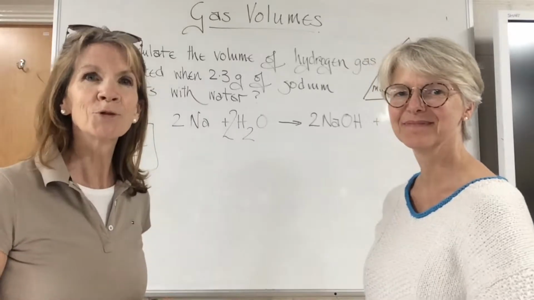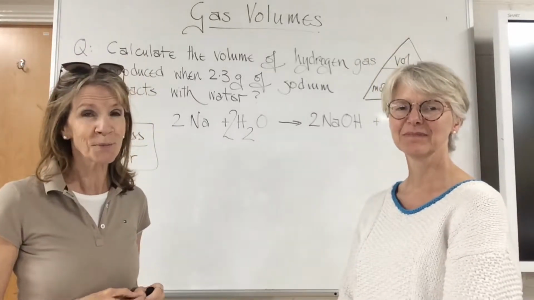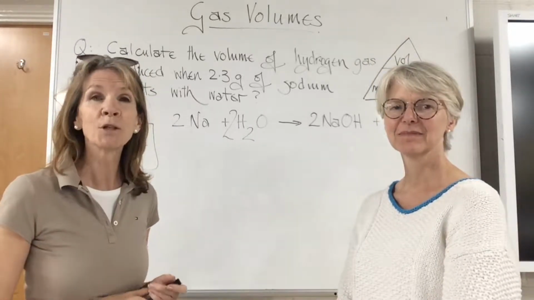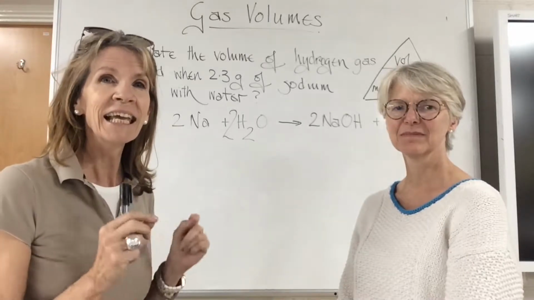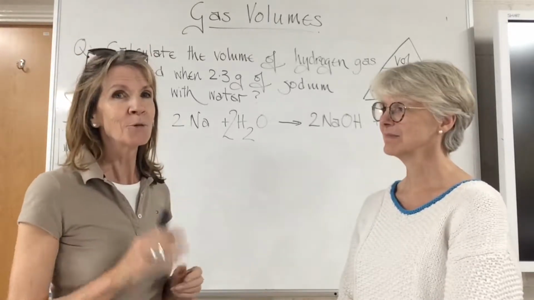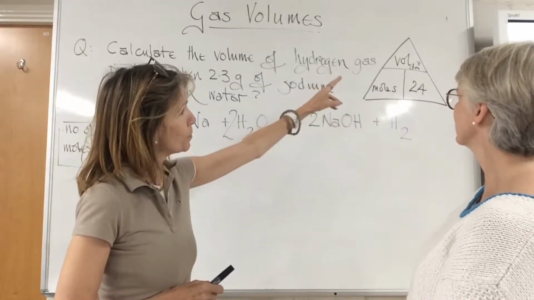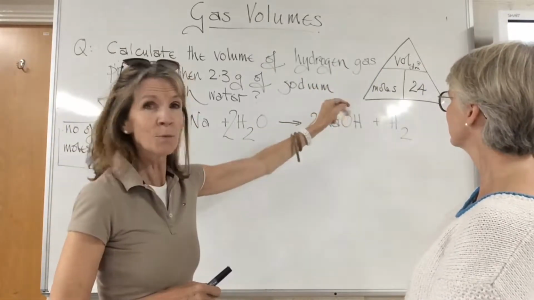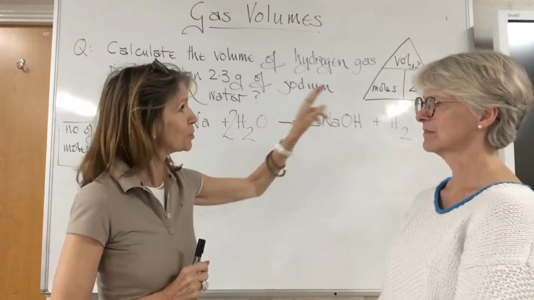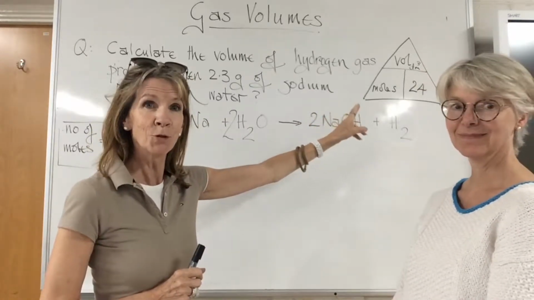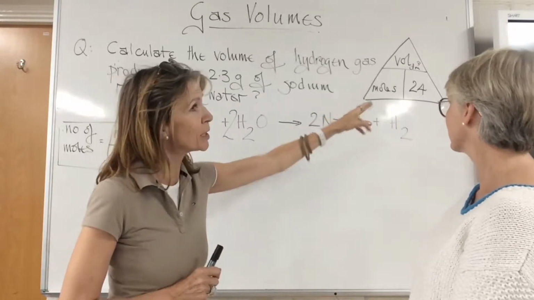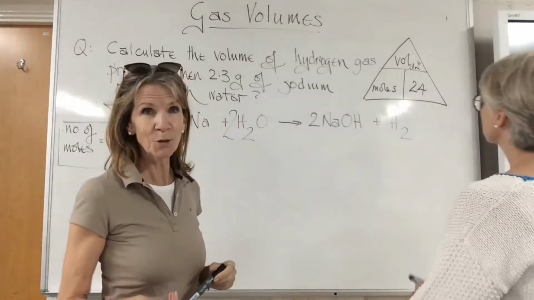We're going to do a calculation on gas volumes. And for gas volumes, we need to understand a particular formula. We're going to refer to Dr. Bourne's triangle: the volume of a gas equals the number of moles times the molar volume. And if you remember, Dr. Bourne, we had to put the units in for the molar volume, so it's 24 dm cubed.